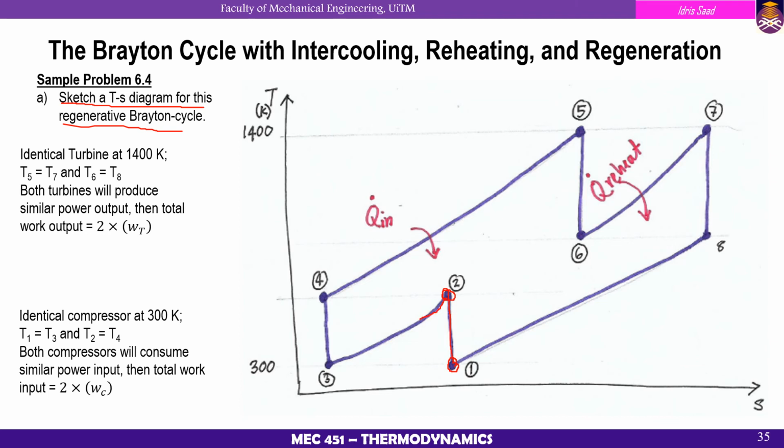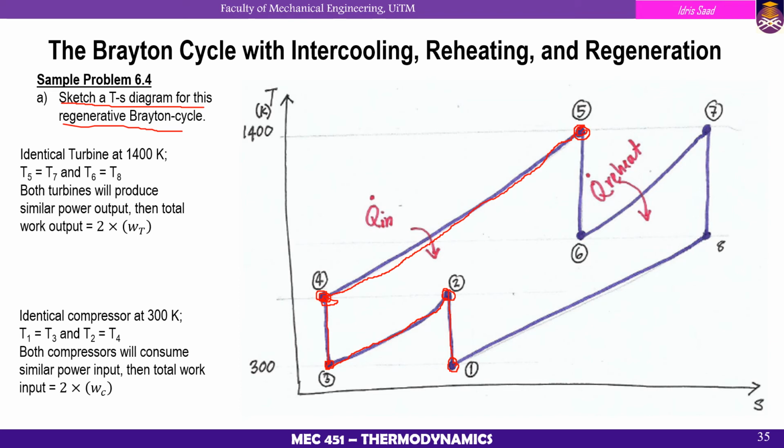Then it will reduce the heat in the intercooler, but it will maintain the pressure. After that, it will increase again in the second compressor to state number 4, similarly isentropically, because the efficiency is 100%. Then heat is added into the system, and the temperature is increased to state number 5, which is the maximum temperature of the cycle.